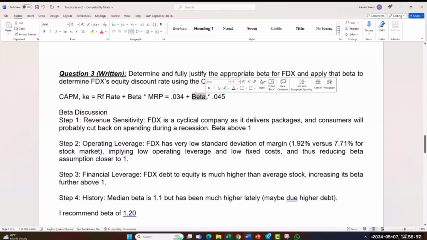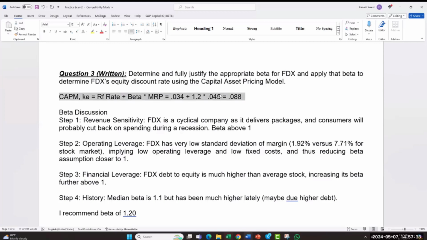So we use a beta of 1.2. You just have to do the math. So you might try it yourself, make sure you're getting the right answer. So if you use 1.2, you should get a KE, y'all can check me on this, 0.088. Anybody want to disagree with me on that? Let me know. But that should be your number.